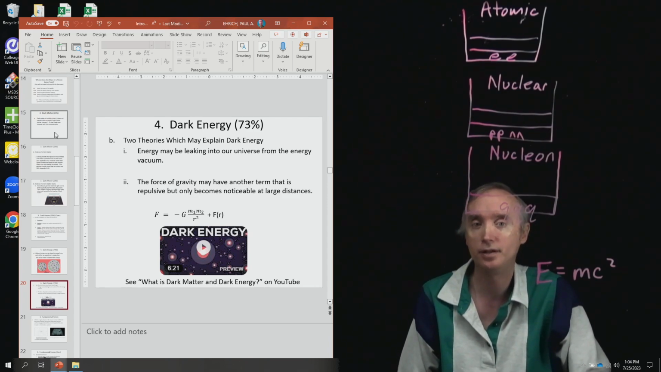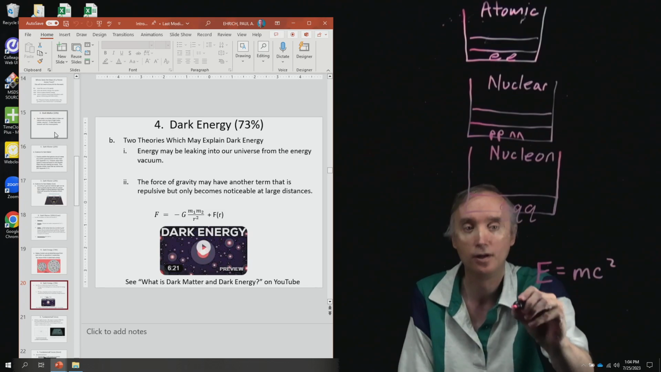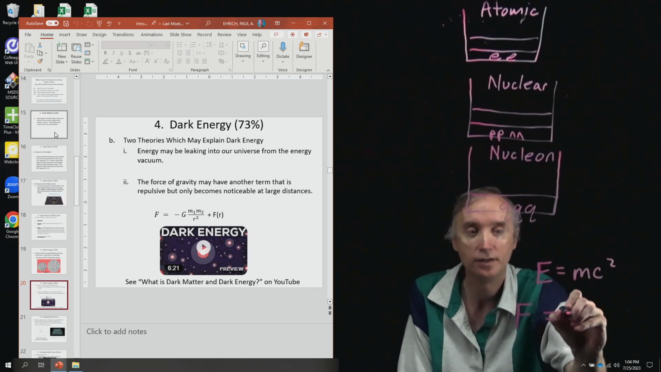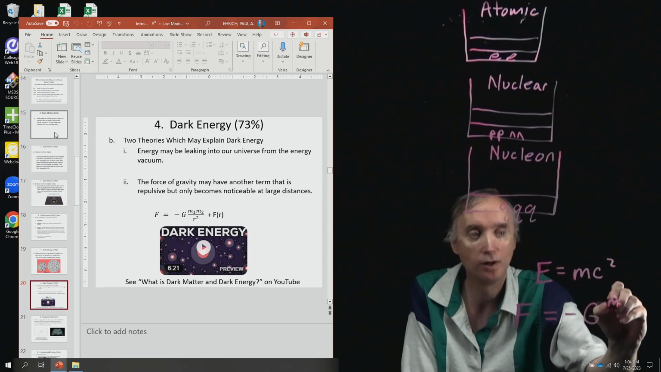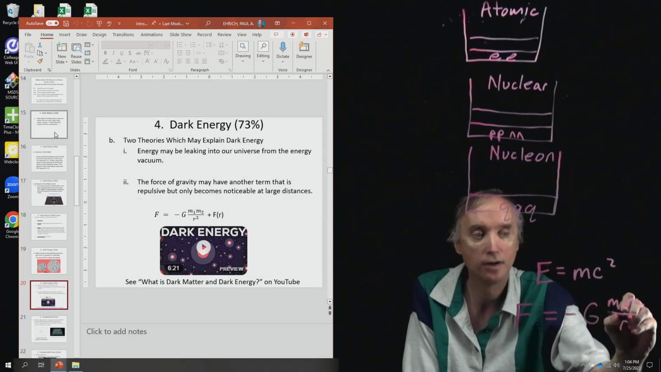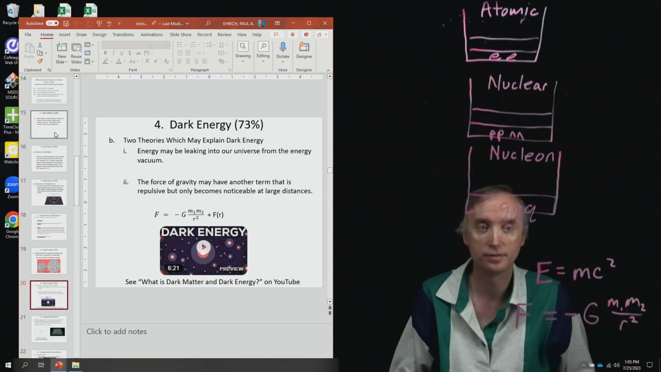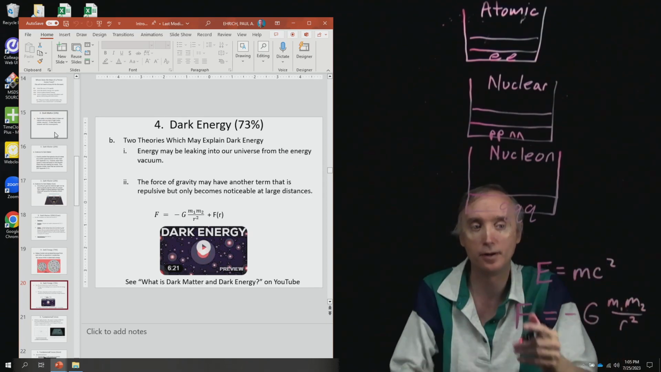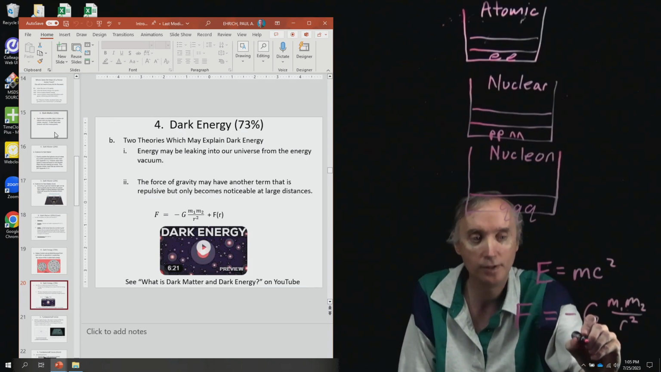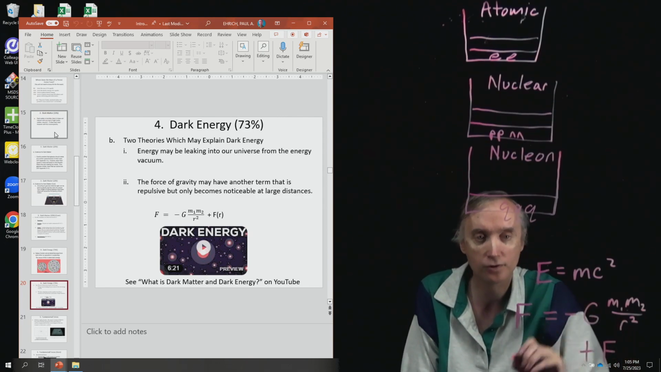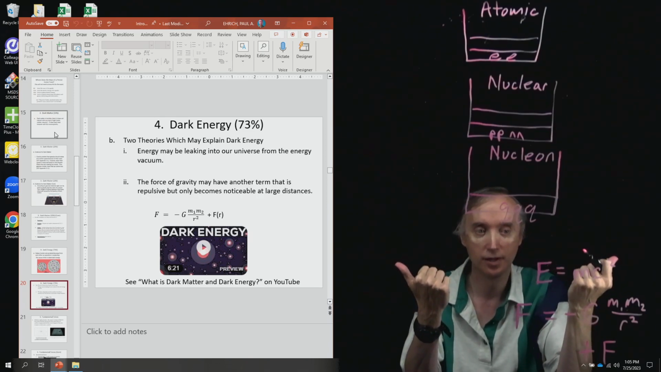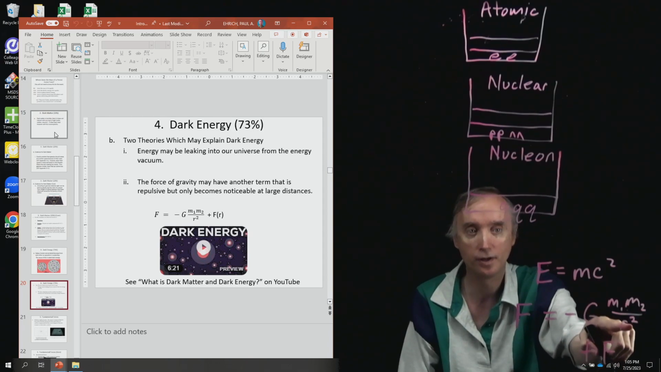Okay, then the other possibility is that our law of gravity is incorrect. So we think that the force of gravity is minus a fundamental constant, the gravitational constant, times mass number 1 and mass number 2, divided by r squared. So that's the current theory for what gravity is, and it pulls everything in. But maybe there's another term. So maybe there should be a plus, opposite to the minus, and it should be some other kind of force of gravity, but it's repulsive. And it depends on r the same way this one does, but this one gets stronger as r increases.